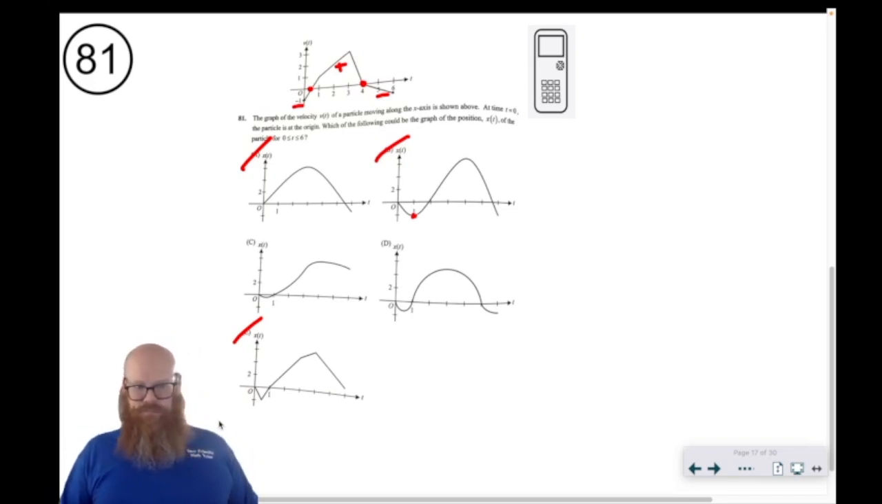Now we're down to C and D. And what I then finally have is my relative maximum going from positive to negative should be at 4. And if I go 1, 2, 3, 4, that doesn't work here. 1, 2, 3, 4, that does work here. So my minimum and maximum, decreasing, increasing, decreasing, all works out nicely with C.